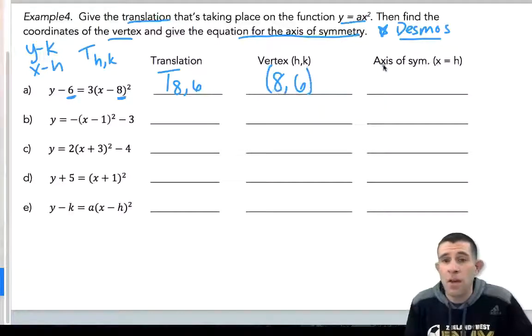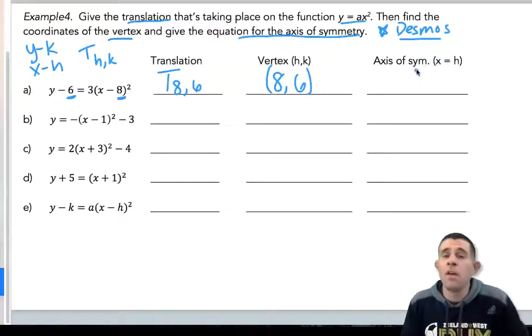Now my axis of symmetry is that line that cuts the middle of that parabola right in half, and that's always going to be found at x equals h. So my equation of that line is the vertical line x equals 8.